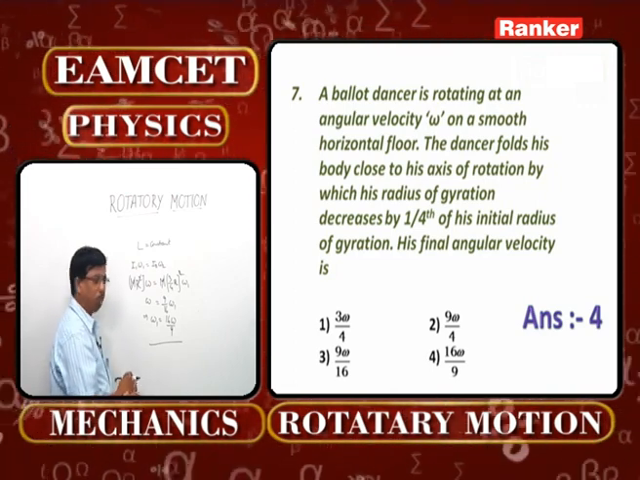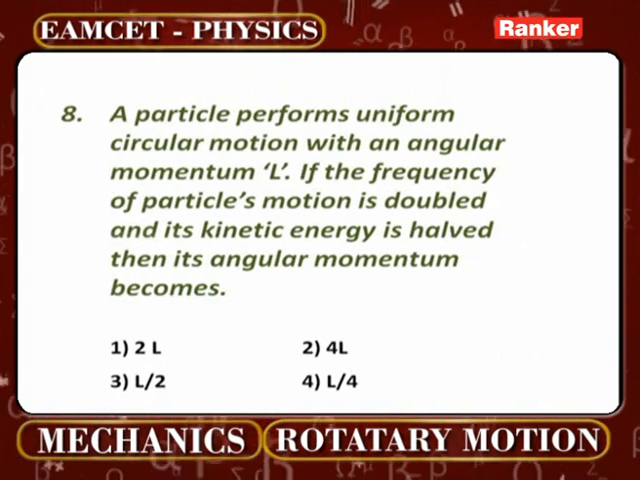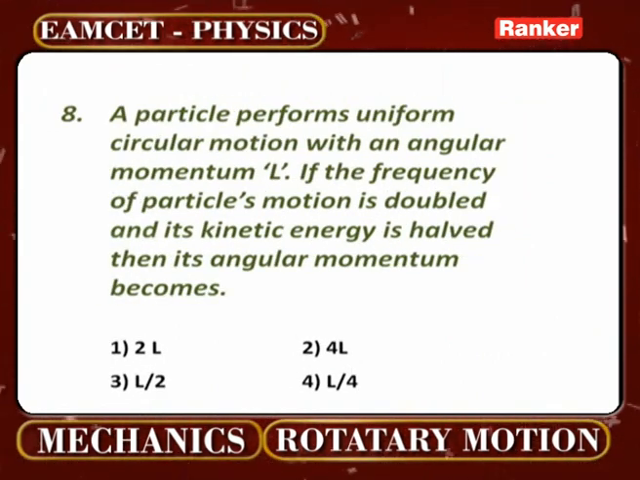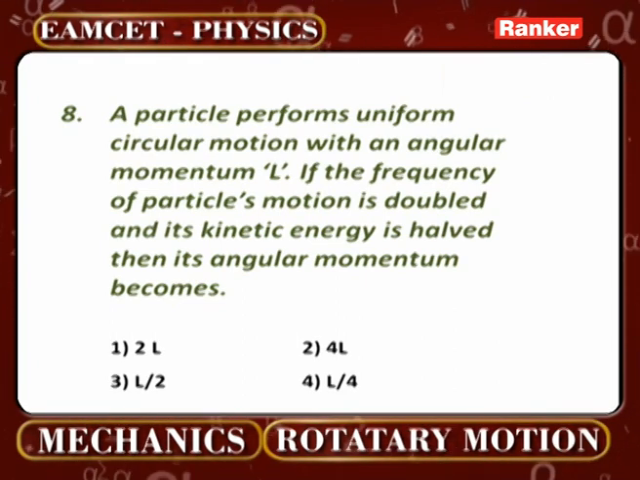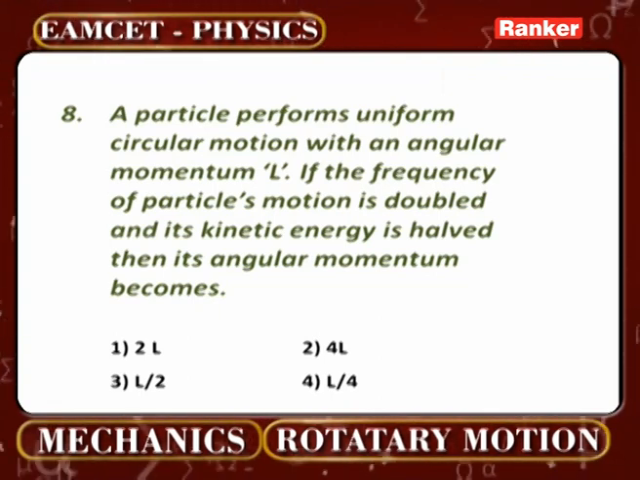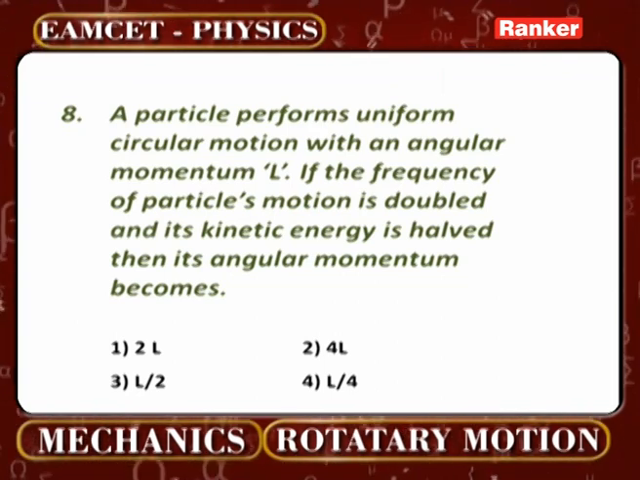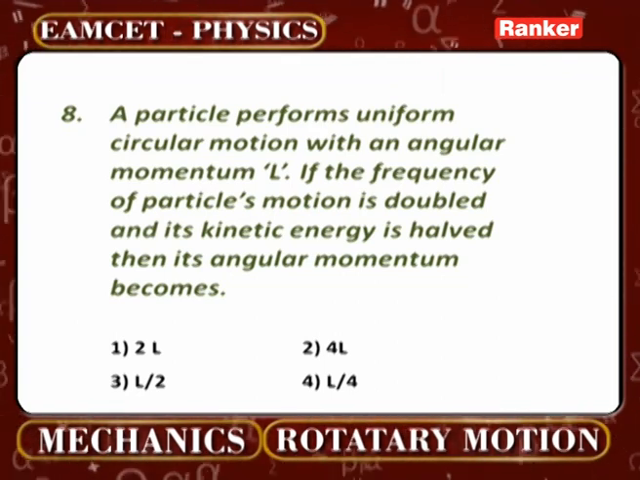Let us take the next number, that is problem number 8. A particle performs uniform circular motion with an angular momentum L. If the frequency of the particle's motion is doubled and its kinetic energy is halved, then its angular momentum becomes how much?